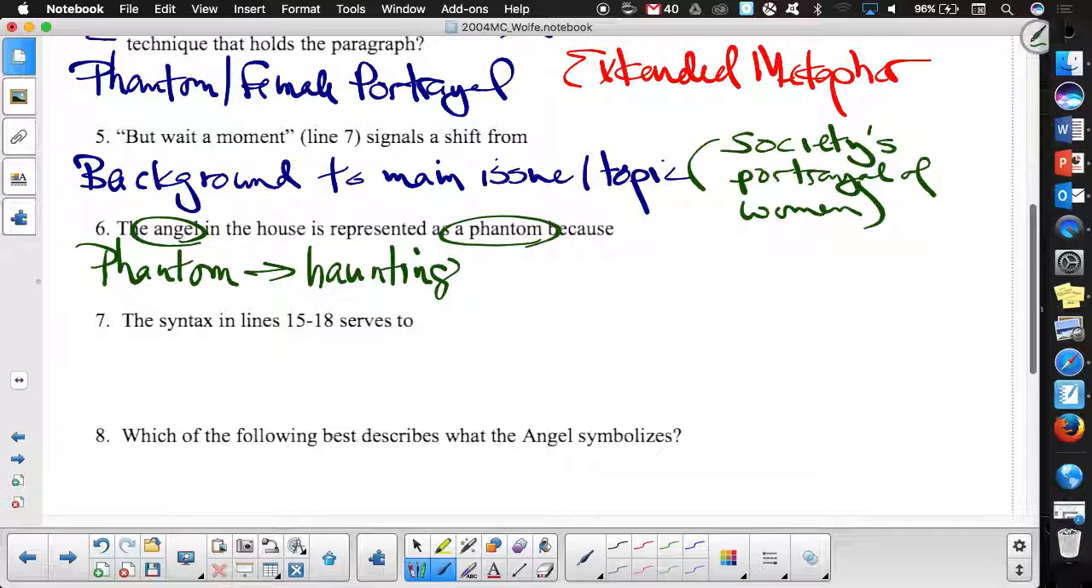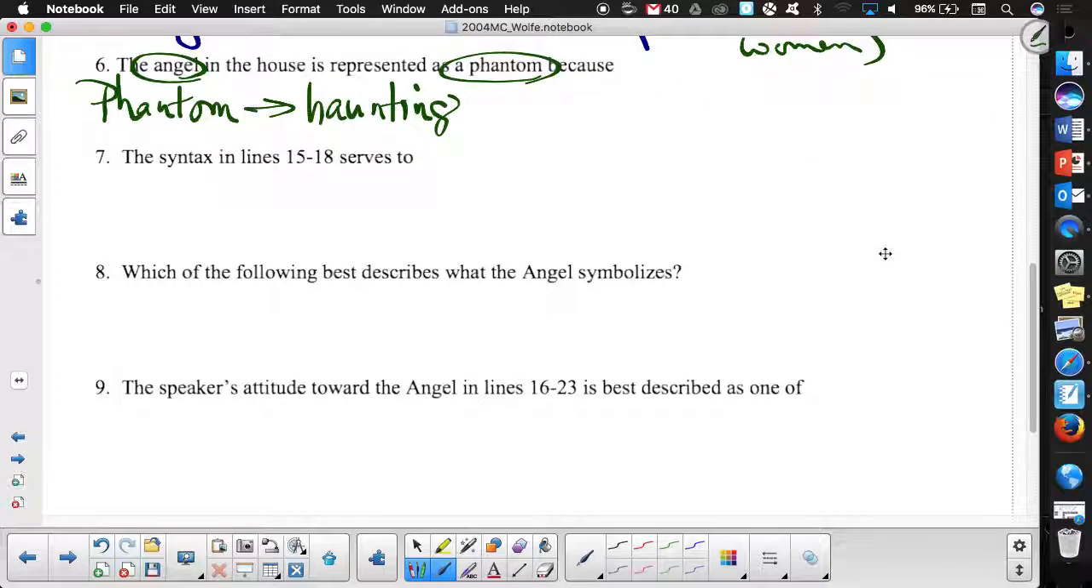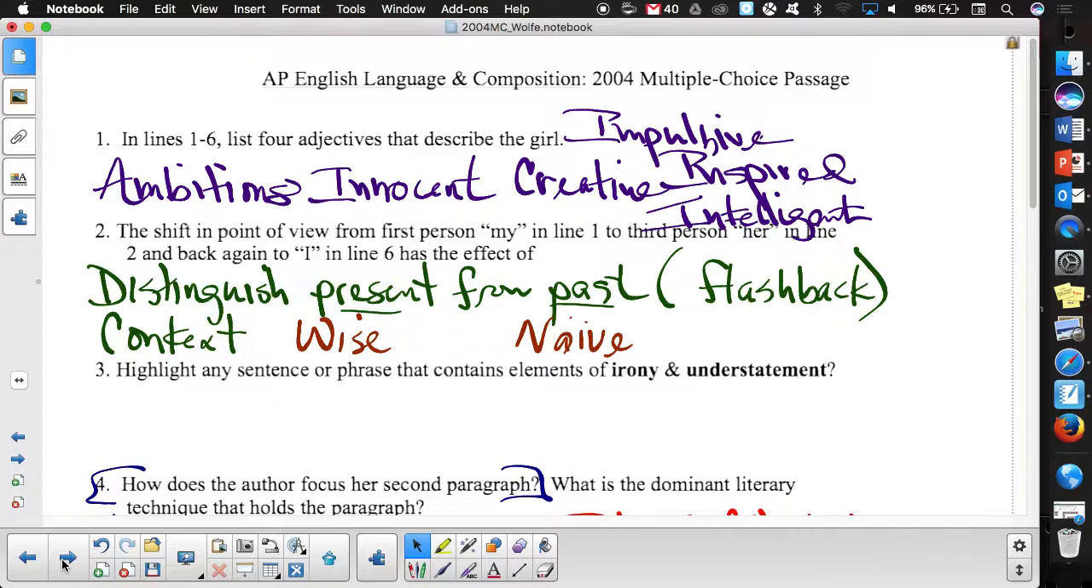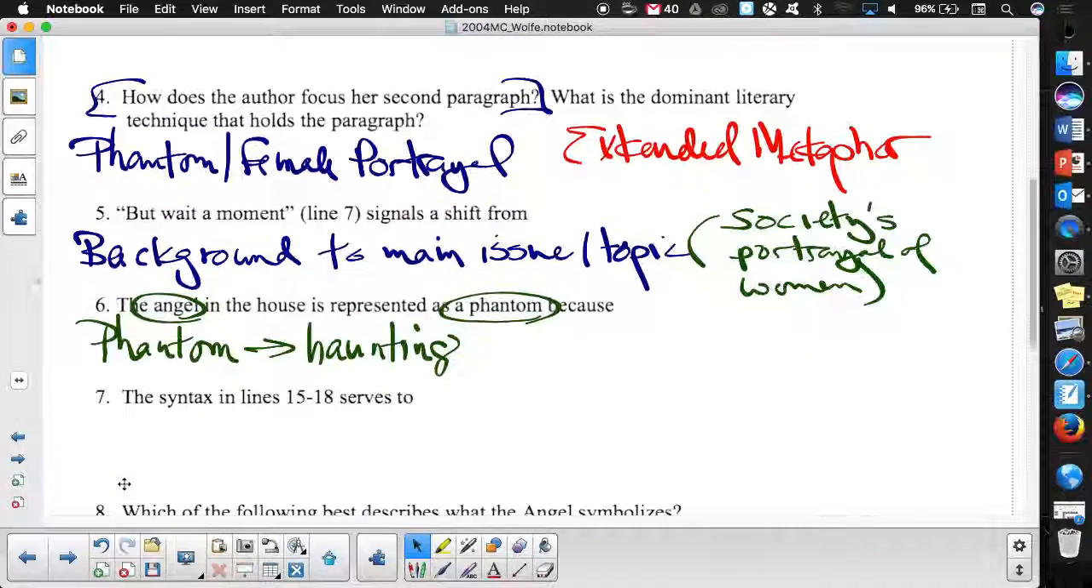Kobe, I think when we're highlighting, you mentioned lines 15 to 18. What did you do for syntax for those? I said it serves to not only describe the phantom, but describes the stereotype of one at a time. Okay. If we were to characterize the syntax for 15 to 18, what could we say about those lines in general? Anaphora, parallel syntax, repetition, all of those things would certainly work. Notice we're using literary terms now.